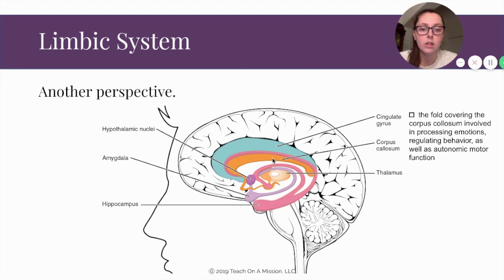We have our corpus callosum right here. We kind of talked about that before, but that's a band of fibers that connect the hemispheres of your brain together. The corpus callosum is involved in kind of the same stuff that the limbic system is involved in, processing emotions, regulating behaviors, as well as autonomic motor functions. And then we also have our thalamus here, which we know is not a part of the limbic system, but the limbic system goes around the thalamus.